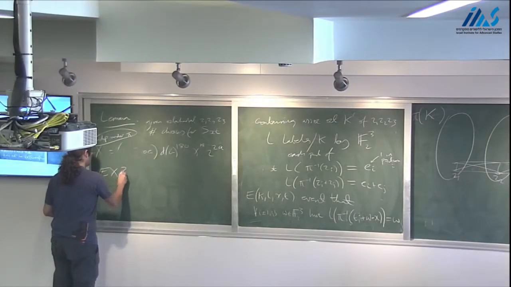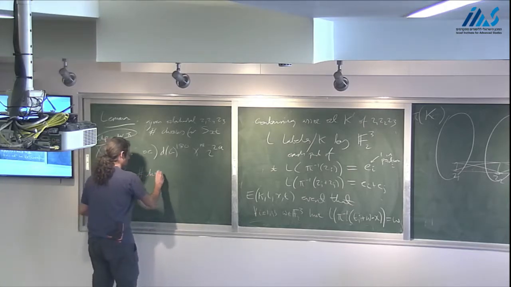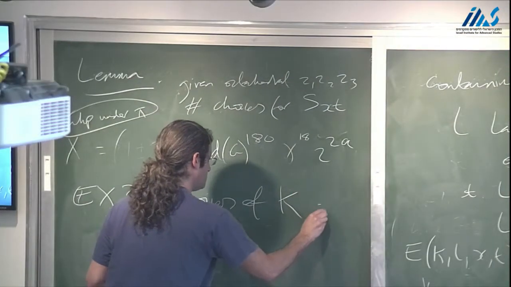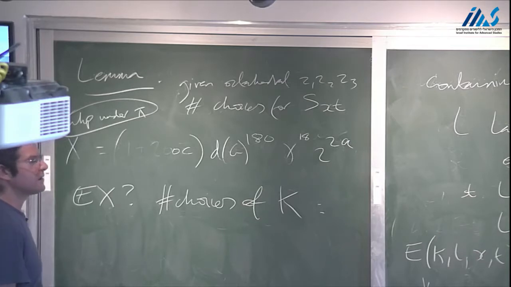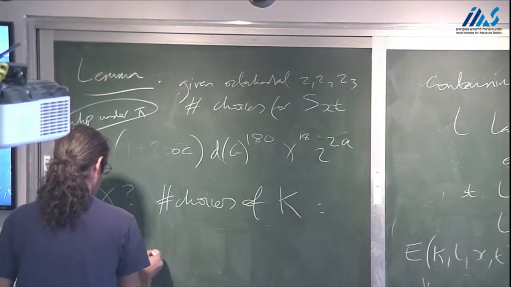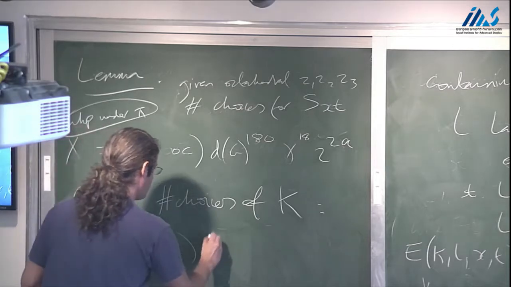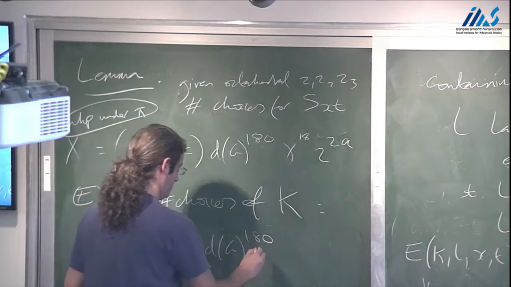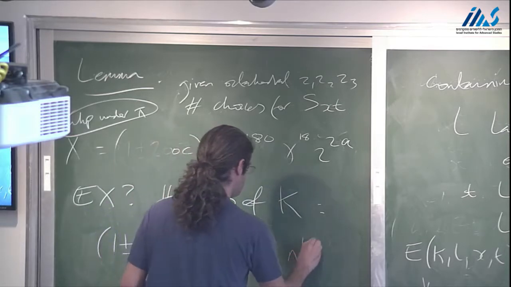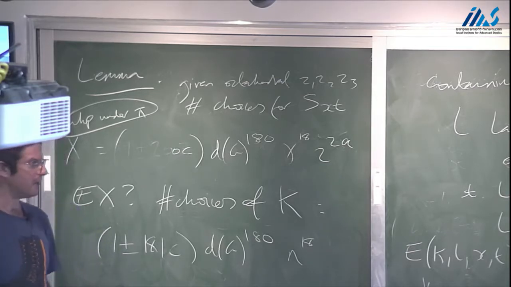Okay, so let's erase it, but let's work out the expected value of x. So I want to make various choices. So first of all, I have to choose K, giving me this kind of expression here. So let's say 1 plus or minus 180 C, or maybe say 181 just to be safe, 181 C, density of G to the 180, N to the 80. This is the extension formula which I mentioned maybe last time. You build it vertex by vertex using typicality.